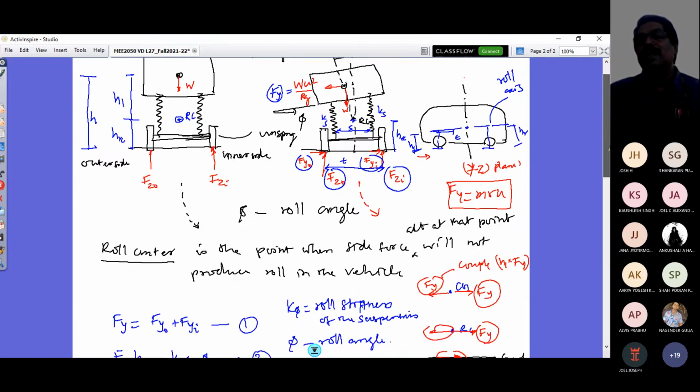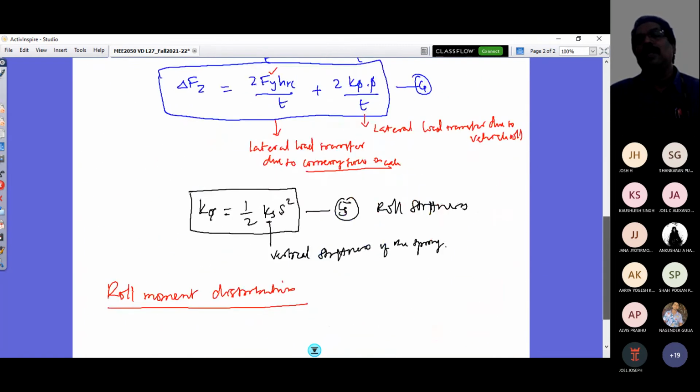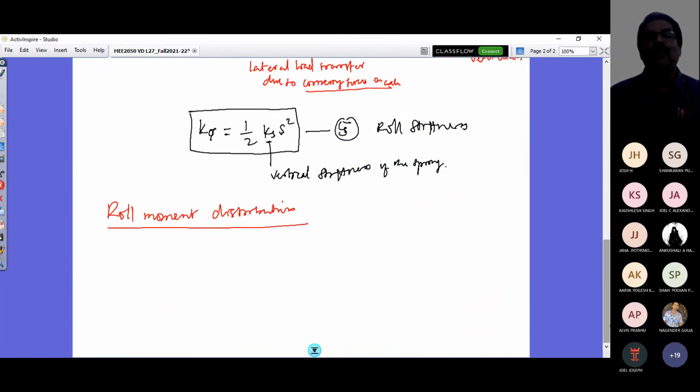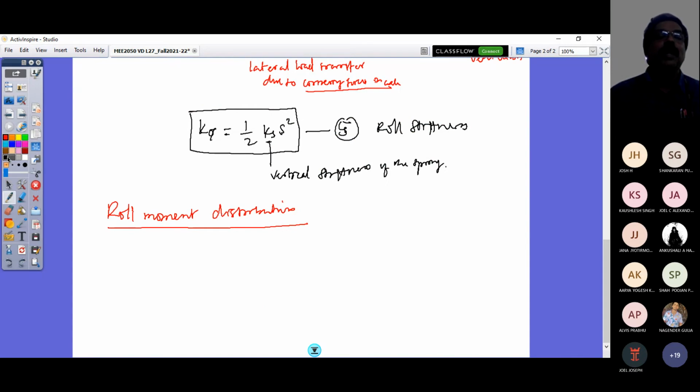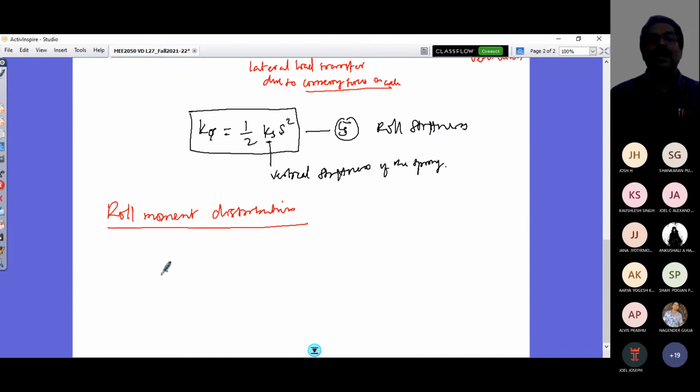So to understand this, you need to consider the whole vehicle. Before that, let us understand the roll moment distribution in the front and rear axle, which is going to decide your vehicle tendency. For that, let us look at the variation. So far in our bicycle model, we have considered a linear tire model.